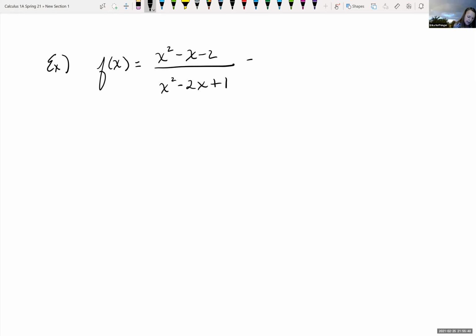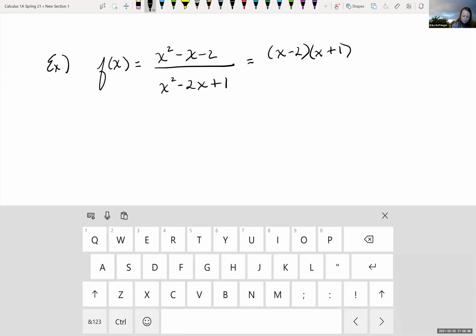And so looking at the numerator, this is a quadratic, and the coefficient in front of x squared is 1, so that's the nicest case. What multiplies to give me my constant -2 and adds to give me -1? That would be -2 and +1. So the numerator factors as the quantity x minus 2 times the quantity x plus 1.